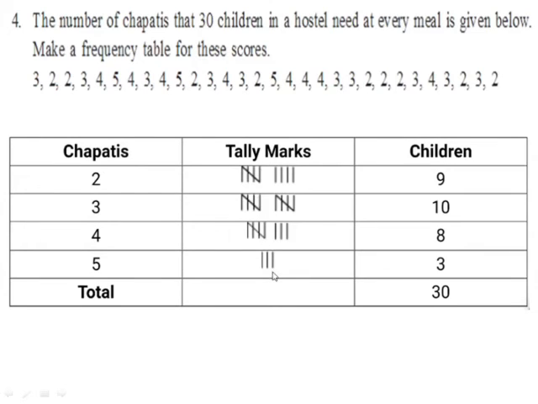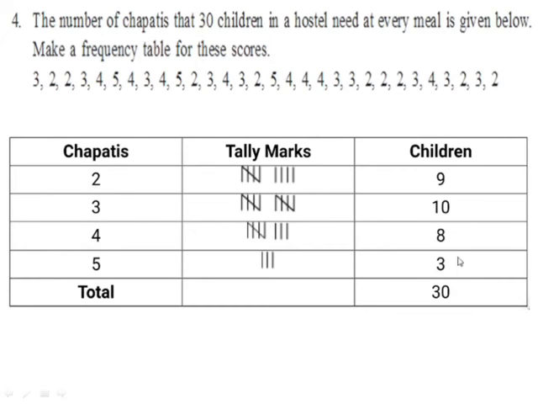After putting the tally marks, we will now count them. Here 5 plus 4 is 9, that is, 9 children take 2 chapatis in every meal. Then here 5 plus 5 is 10, therefore the frequency is 10. Here 5 plus 3 is 8, the frequency is 8. And here 3, the frequency is 3.